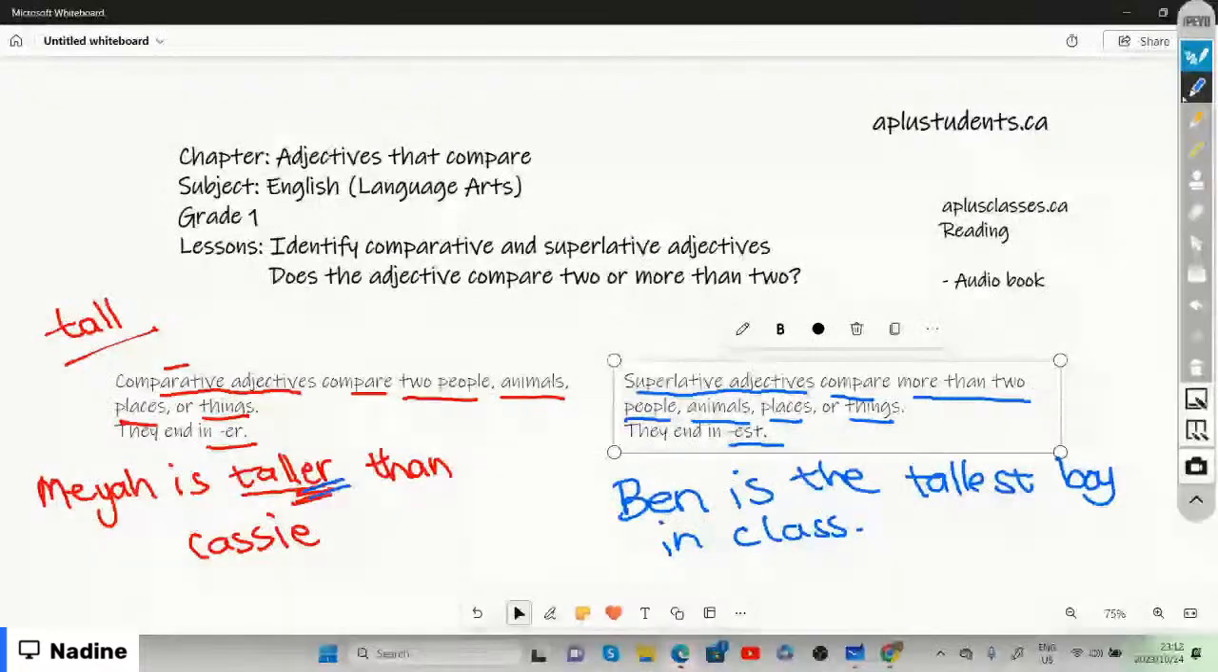So we compared Mia to Cassie, and that is comparative because we compared two people. But when we compare more than two people, we compared Ben to the whole class, so basically all of the boys in class, and we said Ben is the tallest boy in class, and we ended in est, tallest. He's not just tall, but he is the tallest boy in class. So if we compare him to all the other boys in class, then he is the tallest boy in class.